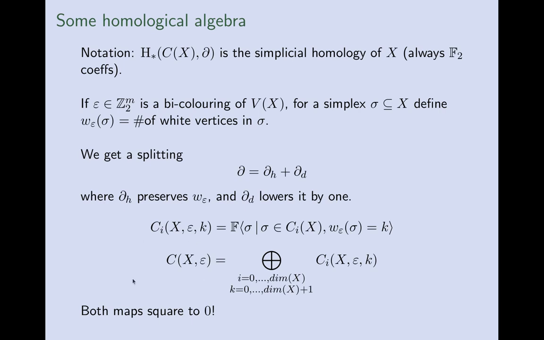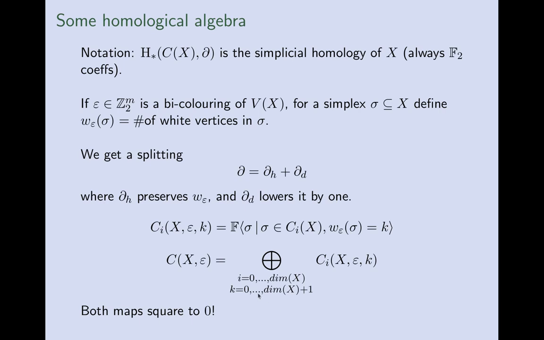And finally, we can take all of these subcomplexes together as a direct sum, indexed by i, which is the dimension of the simplices, which goes, of course, from 0 to the dimension of the simplicial complex, defined as the maximal dimension of the simplices inside it, while the coloring degree k will go from 0 to the dimension of x plus 1, since an n-simplex will have at most n plus 1 white or black vertices.